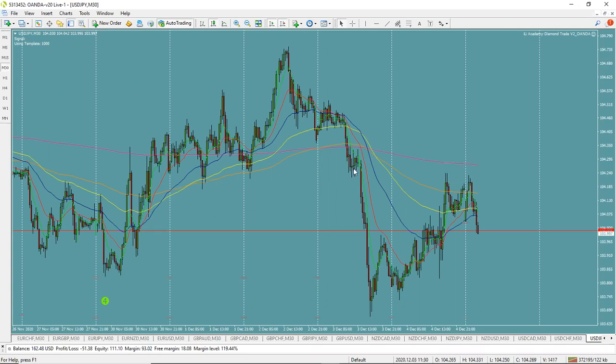US dollar yen, you can see that we're trading below our 720. We jumped below the 720 back here on the 3rd. We went back, tested it a couple of times, and it's actually held as a resistance for us. And now we're headed back down, right? So this is almost a reverse.